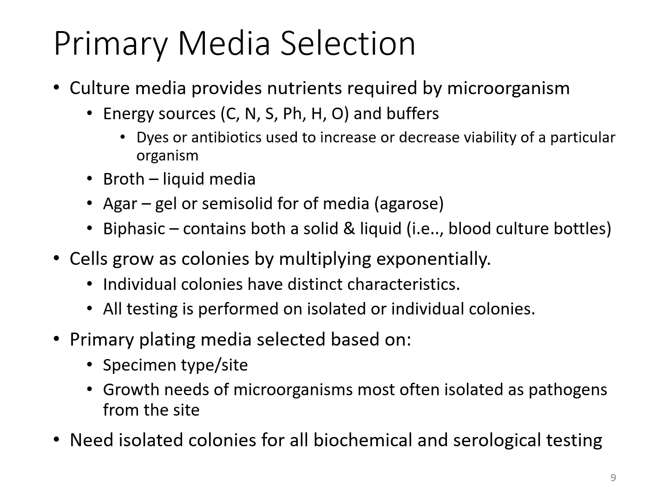Primary plating media is selected based on, like I said, the specimen type, the site, and the growth needs of the particular organism that you expect to find as a pathogen in that particular site. Now you need to have isolated colonies for biochemical and serological testing, or if you're going to do any sort of subculture, because when you're testing isolated colonies, you're testing just the particular organisms in that particular family that are growing in that colony. Versus if it's not isolated, you might be picking up another organism, and so you're going to get mixed results or invalid results because you're testing multiple organisms that have different characteristics. So you always want to be cautious to make sure you're working with just one particular colony when you're doing these biochemical tests.